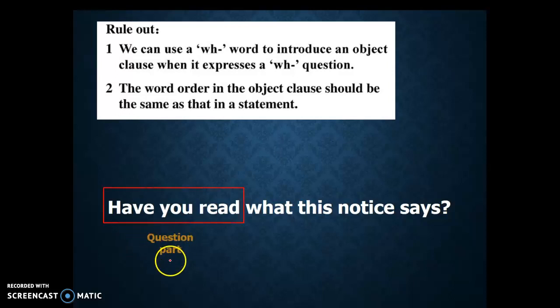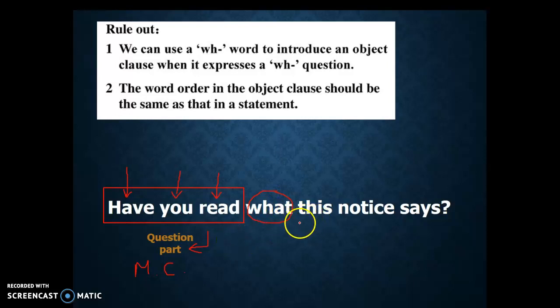Here we have the question part. This question is in the present perfect. Have you read? As we remember, in present perfect, we have first of all the auxiliary. After that, we have the subject and the verb in the past participle. This is the question part. And at the same time, this is the main clause. We are going to join the main clause with the object clause using what.